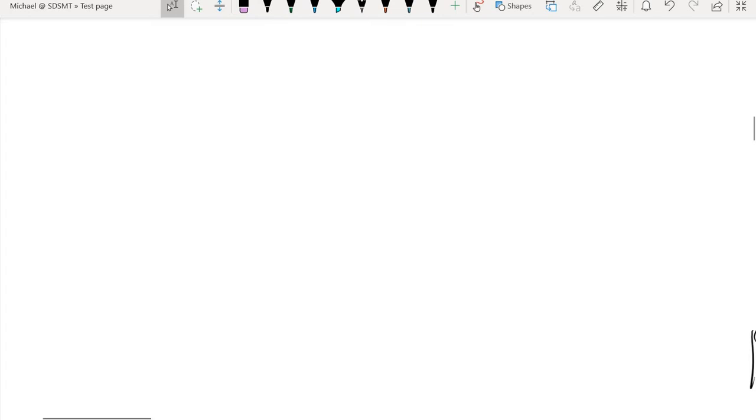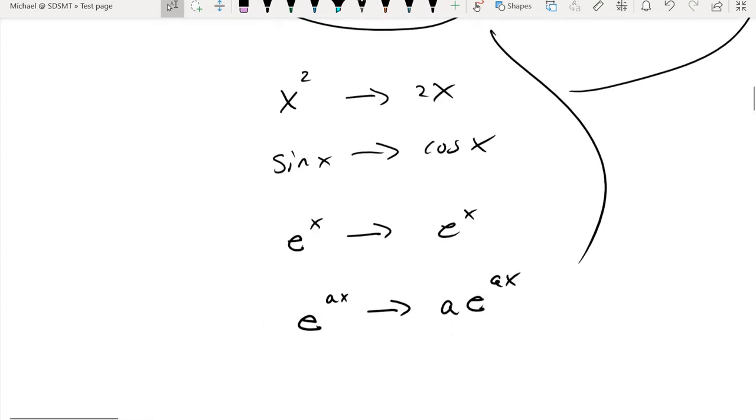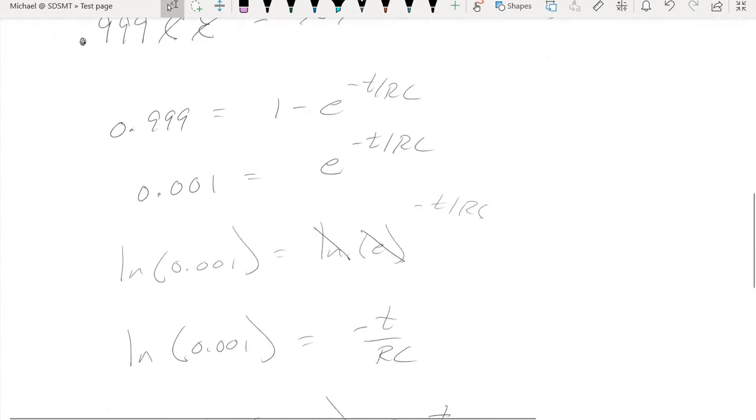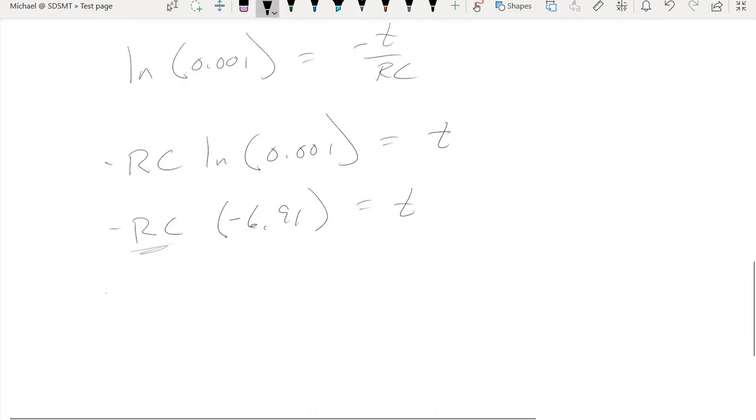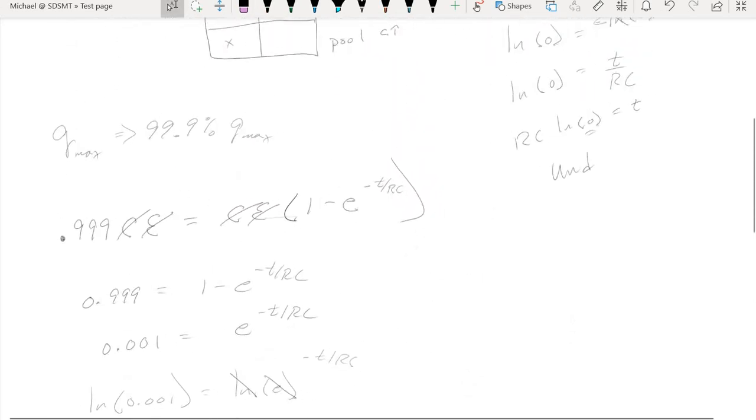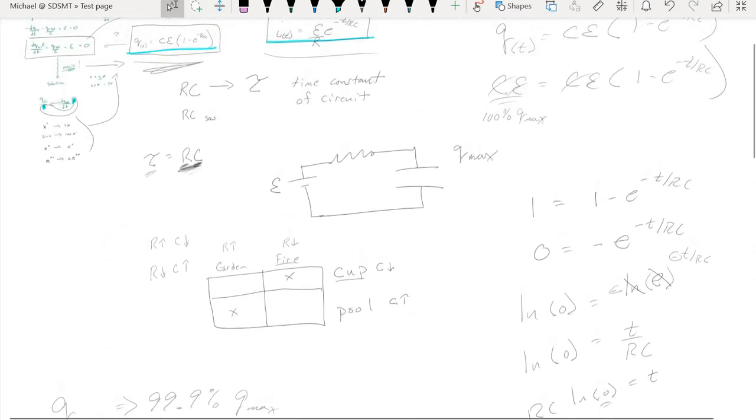That's our time value. 0.01 seconds. Where'd the rest of my work go? There we go. We have our negative sign. We have our 0.01 seconds. We have the negative 6.91. And that gives us a time value of 0.0691 seconds to reach 99.9% of the maximum charge that this capacitor can hold.